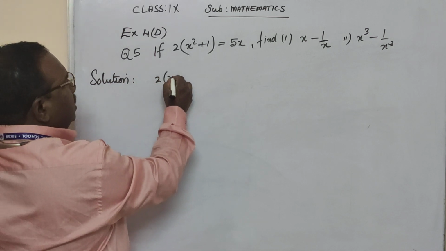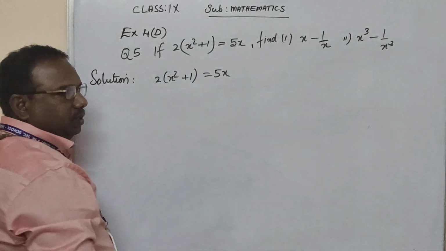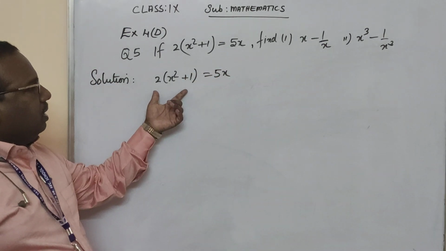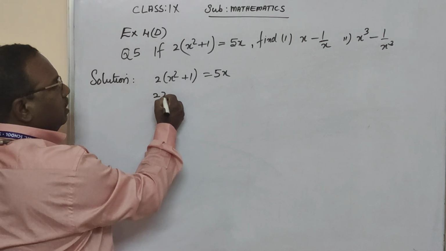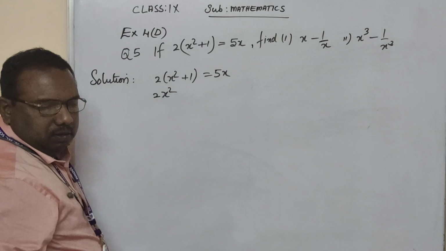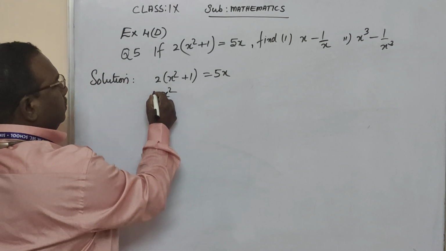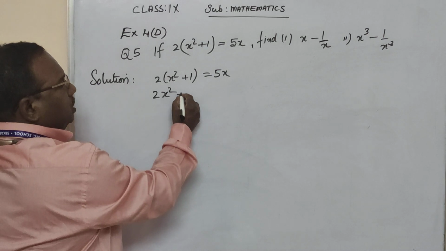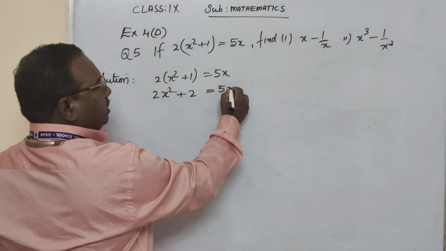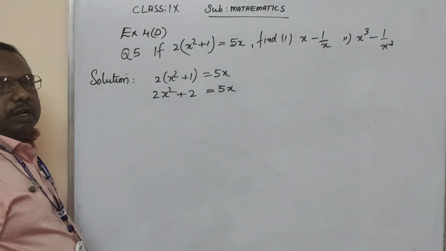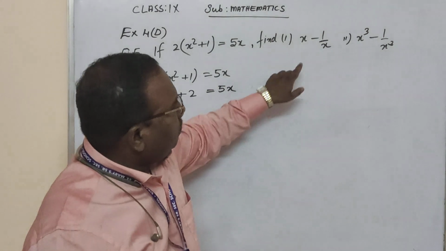2 into x square plus 1 is equal to 5x, given in the question. It is given. Now let us remove this bracket. 2x square plus 2 into 2 is equal to 5x. Remove the bracket. We remove the bracket. Now go to the question number 1.